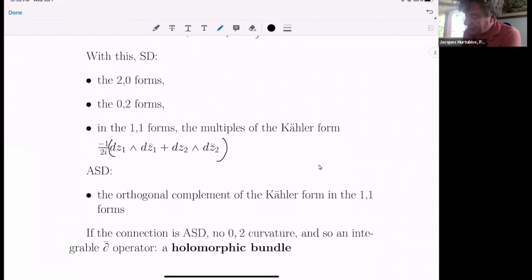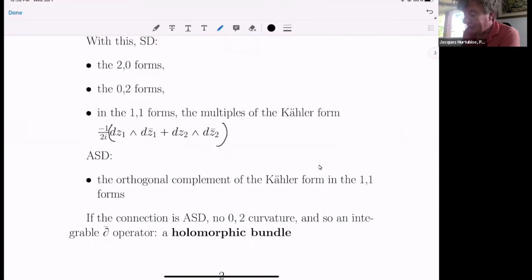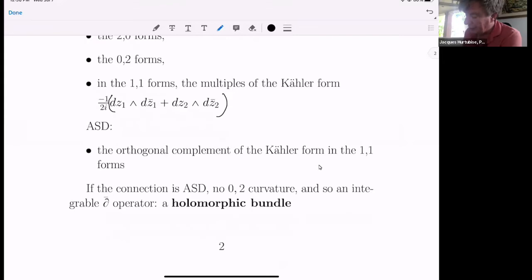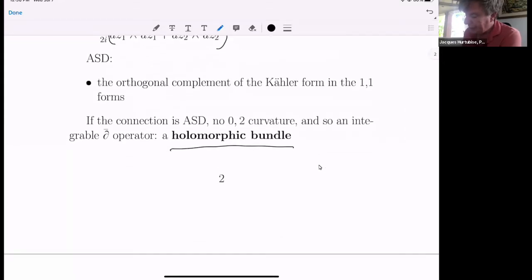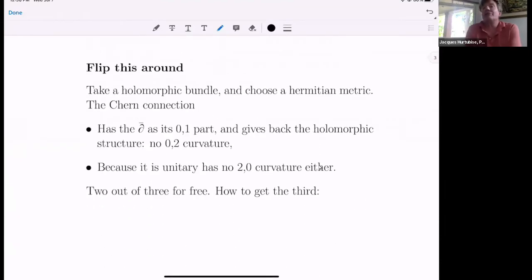So if the connection is anti-self-dual, there's no 0-2 curvature, right? All the self-dual bit vanishes. And so there's an integrable d-bar operator, and so you're getting a holomorphic bundle. One of the ideas is to flip this around. You take a holomorphic bundle and you choose a Hermitian metric, and there's a canonical connection once you fix those two structures. That's the Chern connection, and you get back the holomorphic structure. In other words, the 0-1 part of the connection, the d-bar operator, is just the standard one for that holomorphic structure. And so there's no 0-2 curvature and no 2-0 curvature. So what you've got basically is 2 out of 3 of your anti-self-duality equations for free. And the question is how to get the third.